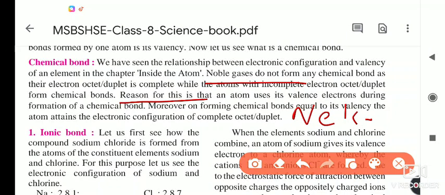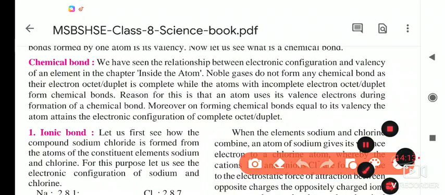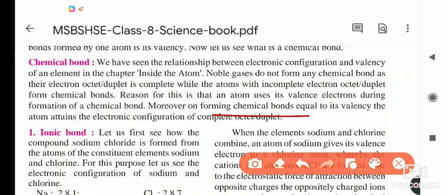Then chemical bond. The reason for this is that the atom uses valence electrons during the formation of a chemical bond. To form a chemical bond, we need valence electrons, and these noble gases do not have any electrons for combination, and that's why they do not react with any other substance. Moreover, the atoms form chemical bonds equal to their valencies, to attain an electronic configuration of a complete octet or duplet.